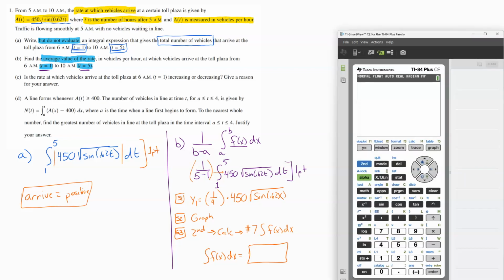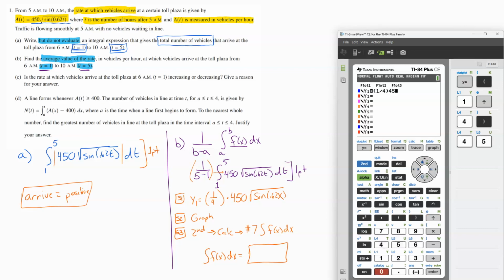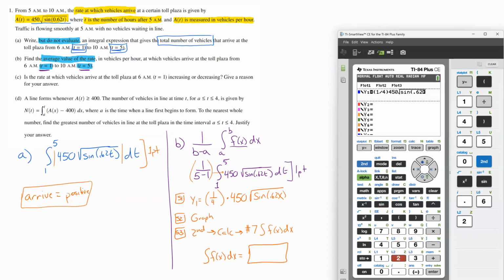Open up the calculator, go to the y equals. When we're dealing with trig functions, the entire AP test is in radian mode. So just make sure you default your calculator to radian mode at the very start. You have to reset your calculators anyways, so usually it just defaults to radian. As long as you don't touch it, you should be fine. So here we're going to type in that equation: 1/4 times 450 square root of the sine of 0.6x, and then close that.